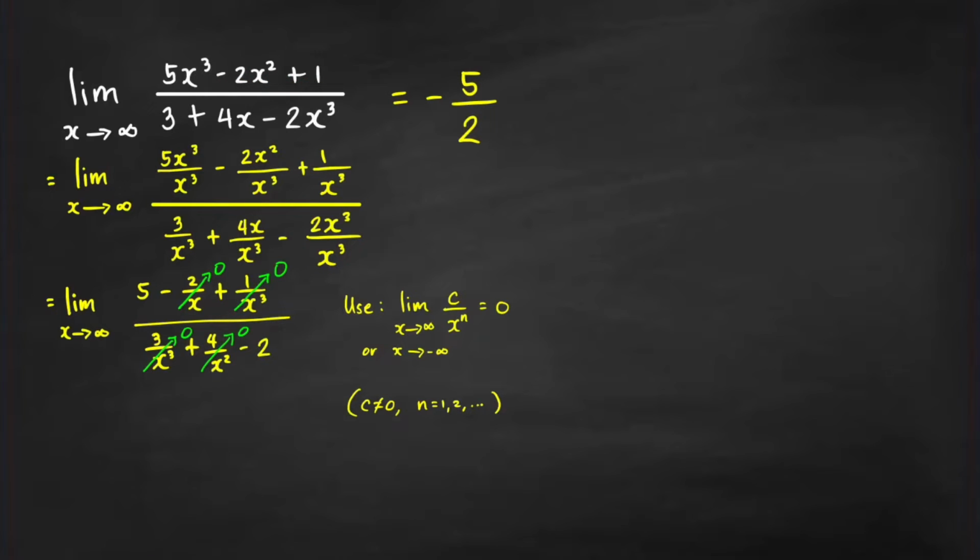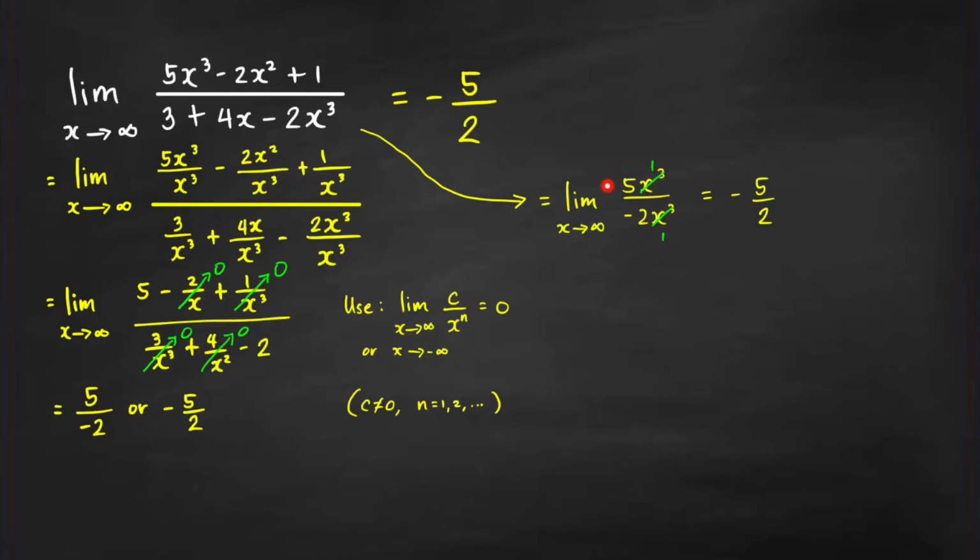And in terms of graphs, we say that the graph of this polynomial function y equals 5x cubed minus 2x squared plus 1 looks like the graph of y equals 5x cubed when x goes to infinity or when x goes to negative infinity. Therefore, the limit of this rational function is just the limit of the quotient of the highest degree terms. So we have here 5x cubed over negative 2x cubed. And then we just cancel the common factors. So that gives us the limit of a constant as x goes to infinity, but the limit of a constant is equal to the constant. So therefore, it's equal to negative 5 halves.